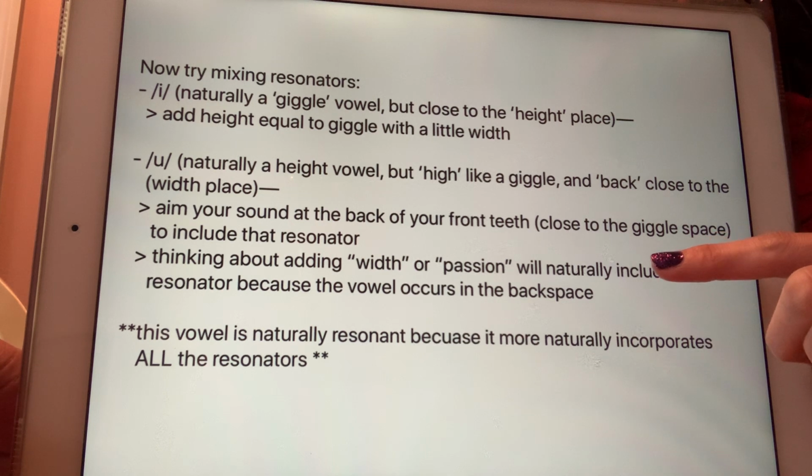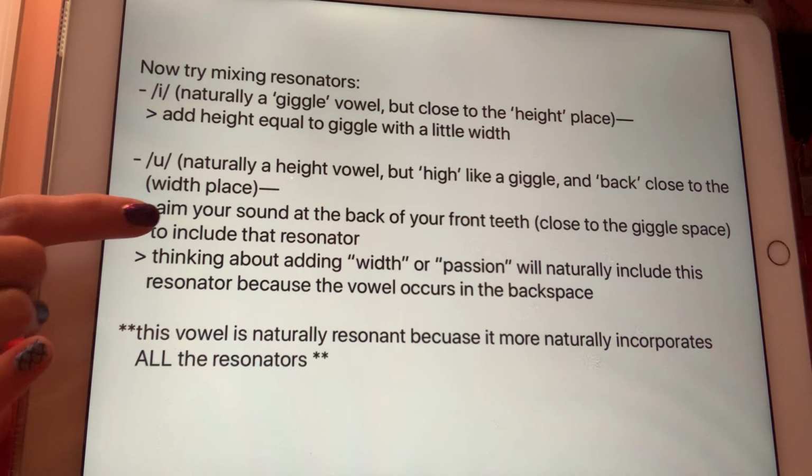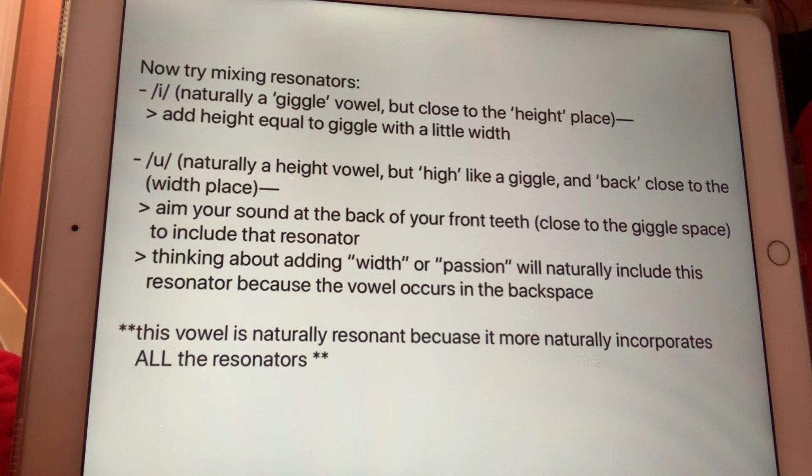And then just thinking about passion, just thinking about width, because it's already a back vowel, will actually add some of the width that we're looking for. Remember, we don't want to go too far with those width resonators because that's not a very clear tone. So when we go from the height to the giggle to add the width, we go, ooh. Subtle changes, but it makes a more complete sound.